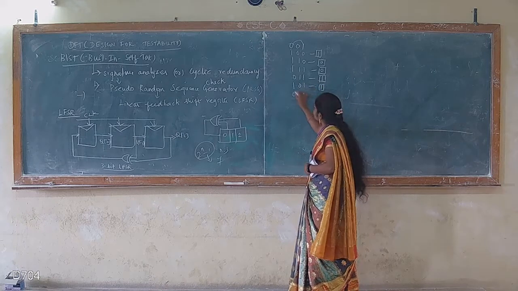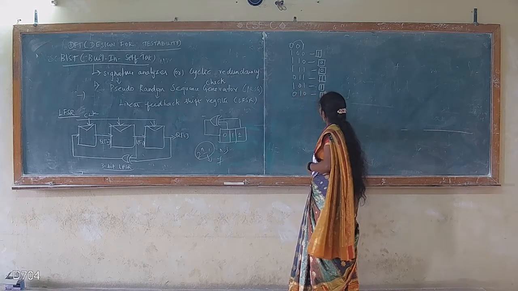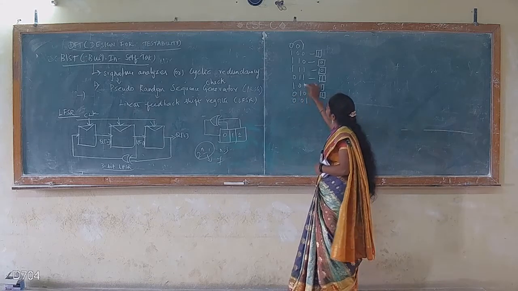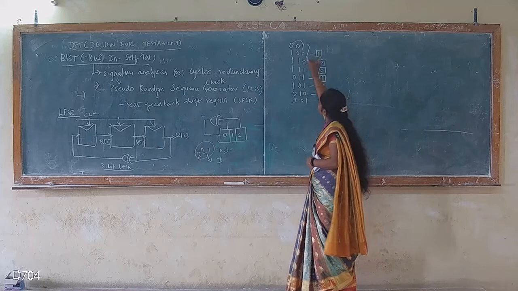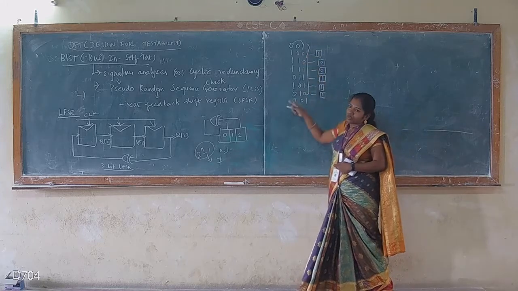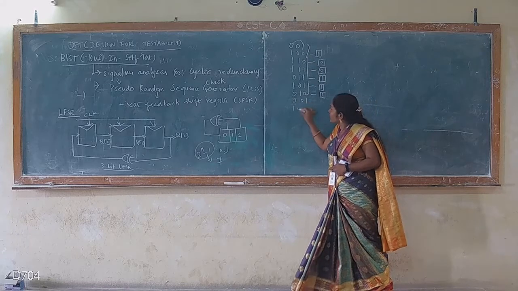Again 1, 1, 0, then 1, 0, then 0, 0, 1. So 1, 2, 3, 4, 5, 6, 7. So we have totally 7 states. Again we are repeating the same sequence 0, 0, 1. So it will go from 0, 0, 1, again to 1, 0, 0.